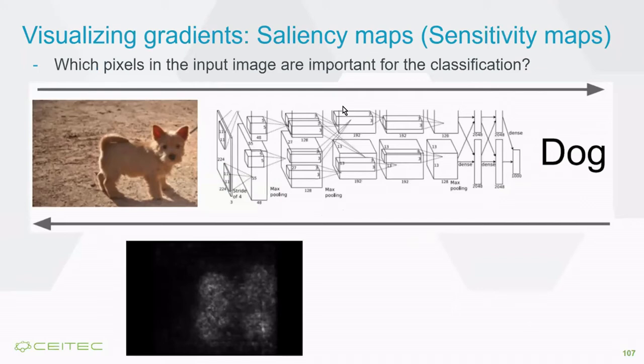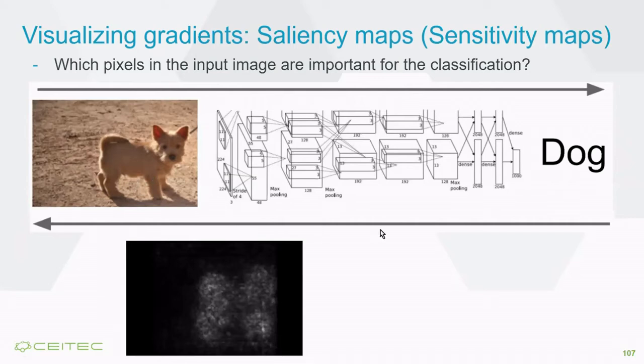So for example, we can see we have some input, and we want to know what pixels are important in this input for our neural network to make the prediction dog. And the saliency map is the output. There are different ways we can get our saliency maps, so how we can get this visualization of the importance of the pixels. These highlighted pixels are what was important for the network to make the prediction of a dog for this image.